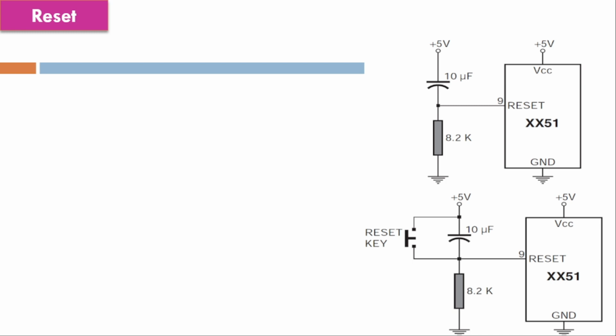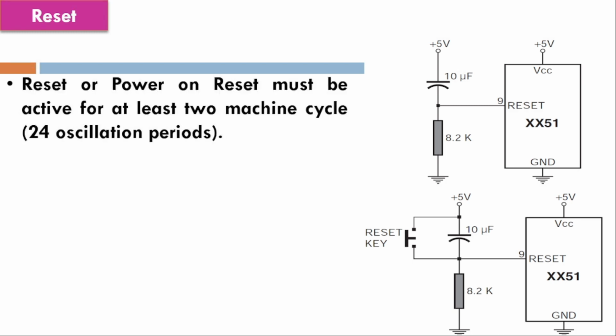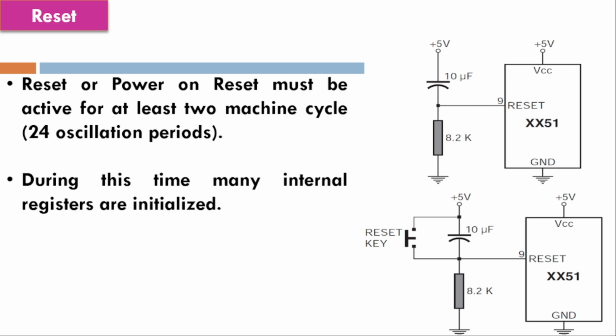In a prior video session, we explored the power-on reset circuit. Now, let's delve deeper into the functioning of the power-on reset and endeavor to comprehend its circuitry. The reset or power-on reset function needs to remain active for a minimum of 2 machine cycles, equivalent to 24 oscillation periods. Throughout this duration, several internal registers undergo initialization.